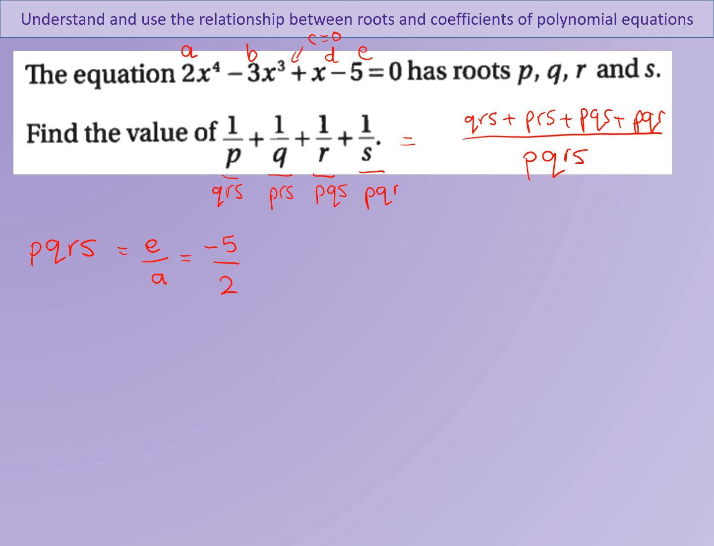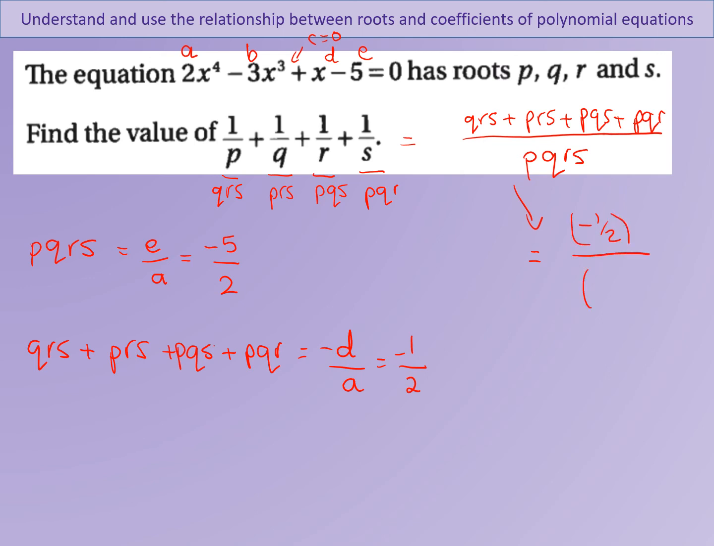And the numerator is the triple product sum. So QRS, PRS, PQS and PQR is equal to minus D over A, which would be minus 1 over 2. And therefore the fraction, if we go back to this top bit here, that would be minus a half divided by minus 5 over 2, which gives us 1/5.